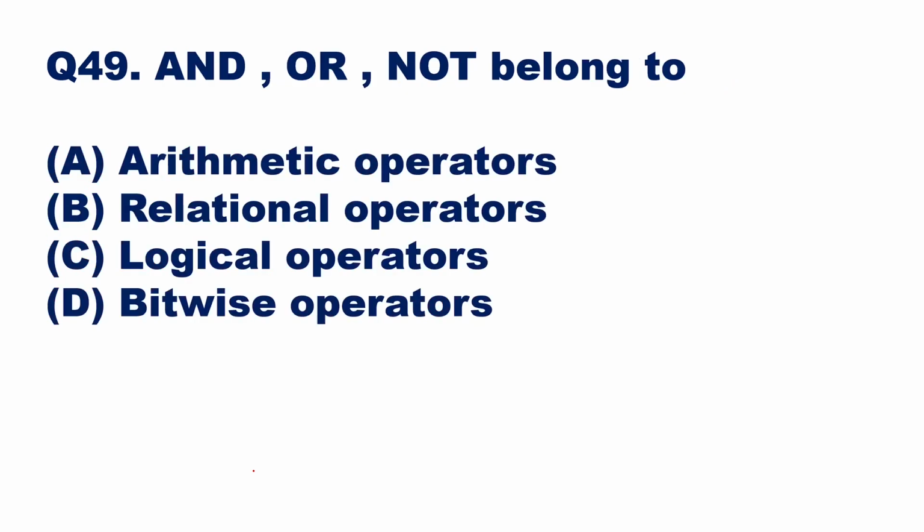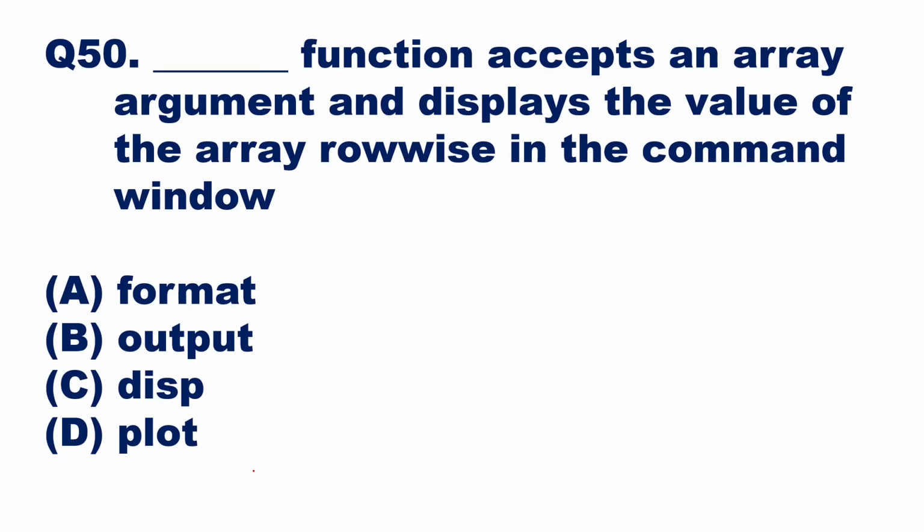AND, OR, NOT belong to which option? Option A is arithmetic operators. Option B is relational operators. Option C is logical operators. Option D is bitwise operators. Obviously AND, OR and NOT come under logical operations. So AND, OR, NOT belong to logical operators. So option C is the right answer here. Then we'll go to the next question.